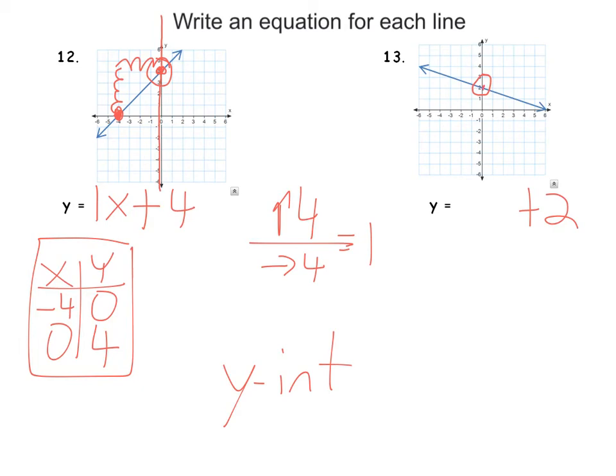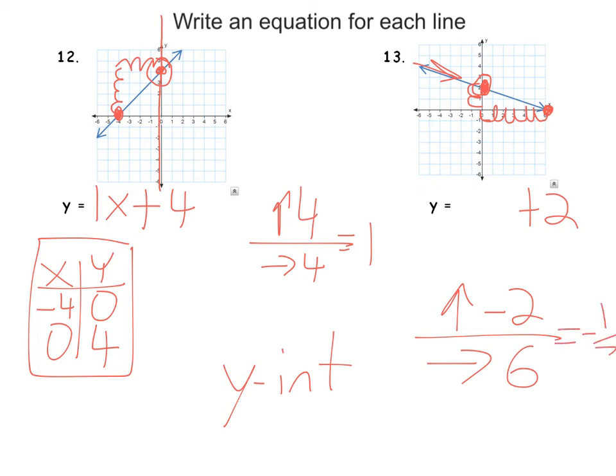On this one, I'm going to use the easiest points I can find. This one is right on an axis, and so is this one. So how much do I go up? Well, in this case, I'm going downhill. So I'm going down 2. And how much am I going over? 1, 2, 3, 4, 5, 6. So my slope is negative 1/3. Plugging it back into my equation, I get y equals negative 1/3 x plus 2.